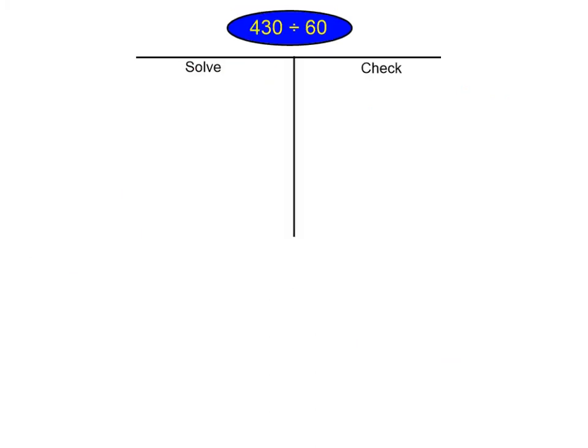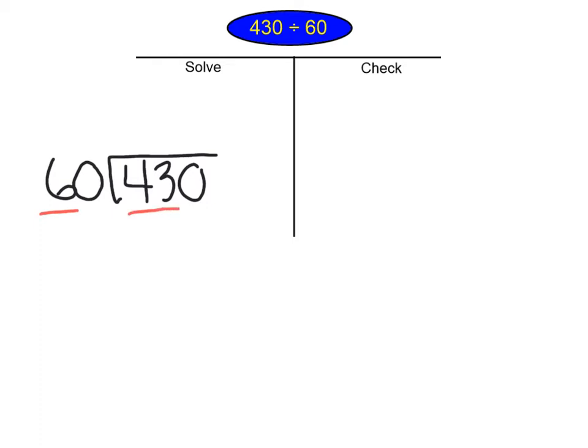Let's try another problem. 430 is our dividend, so it goes inside. 60 is our divisor, it goes outside, and we're going to divide to get our quotient. So now, when we're multiplying 6 times a number, we want to get close to 43 because this is 10 and this is 10, so we can do 60 times a number and get close to 430. So 6 times what gets us close to 43? I know that 6 times 7 is 42, so 60 times 7 is 420.